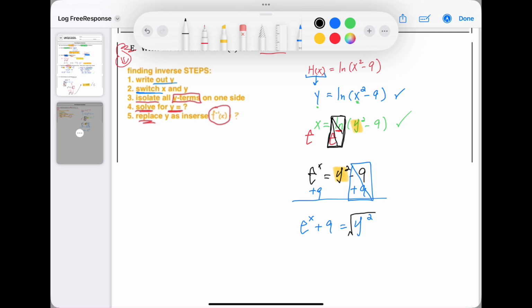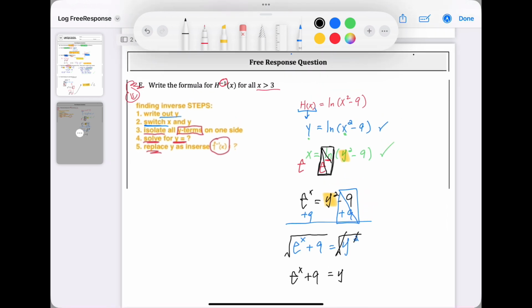What do we do for the opposite? You're going to take the square root on both sides. Take the square root on both sides. So when you take the square root, you just isolate that. So y is equal to the square root of e to the x power plus 9.